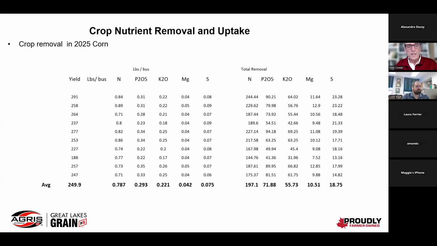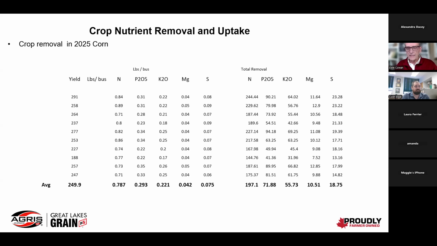Nitrogen content per bushel on average is about 0.78, and P2O5 0.293, which I consider to be low. Potassium is 0.22, which I also consider to be low. Then magnesium and sulfur. But when I convert it using the yield to pounds of N and P2O5, that corn on crop removal contains about 197 pounds of nitrogen on average, about 72 pounds of phosphorus, about 56 pounds of K2O, about 10.5 pounds of magnesium, but 18.7 pounds of sulfur, which I found interesting. So that's the crop removal.